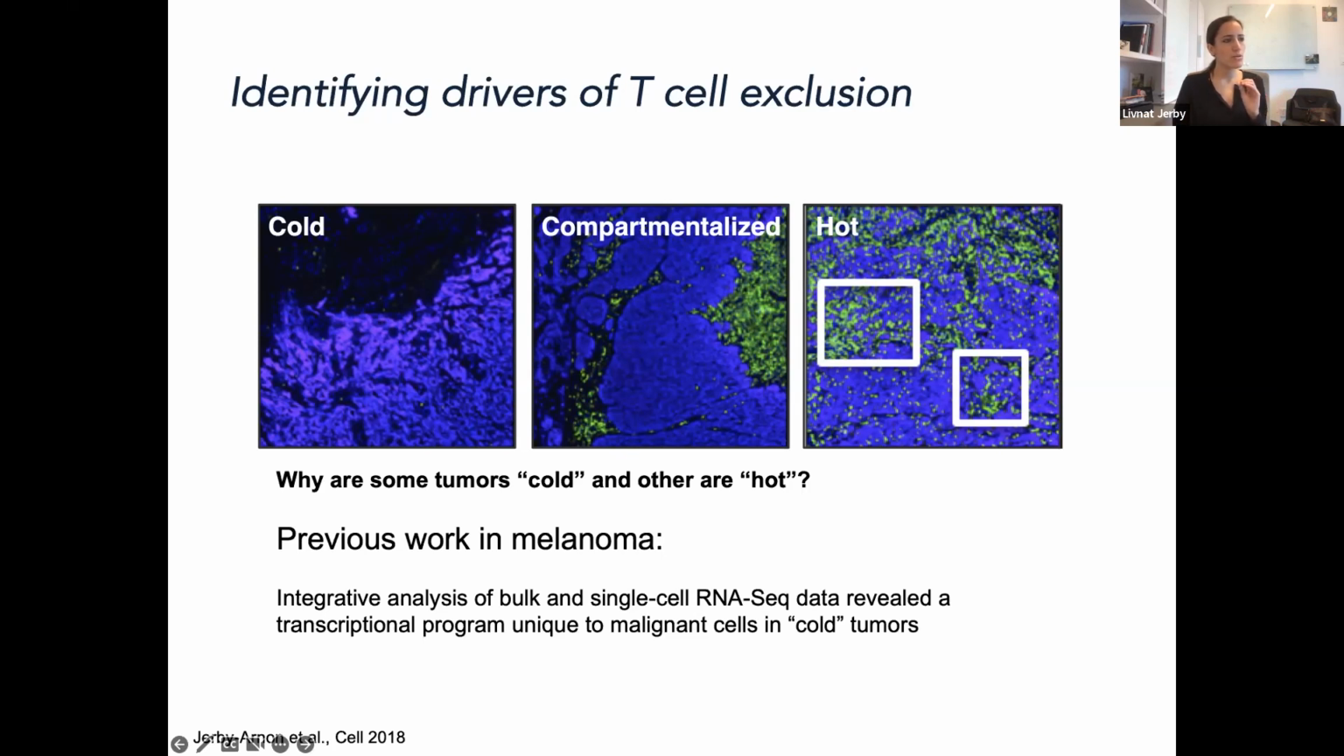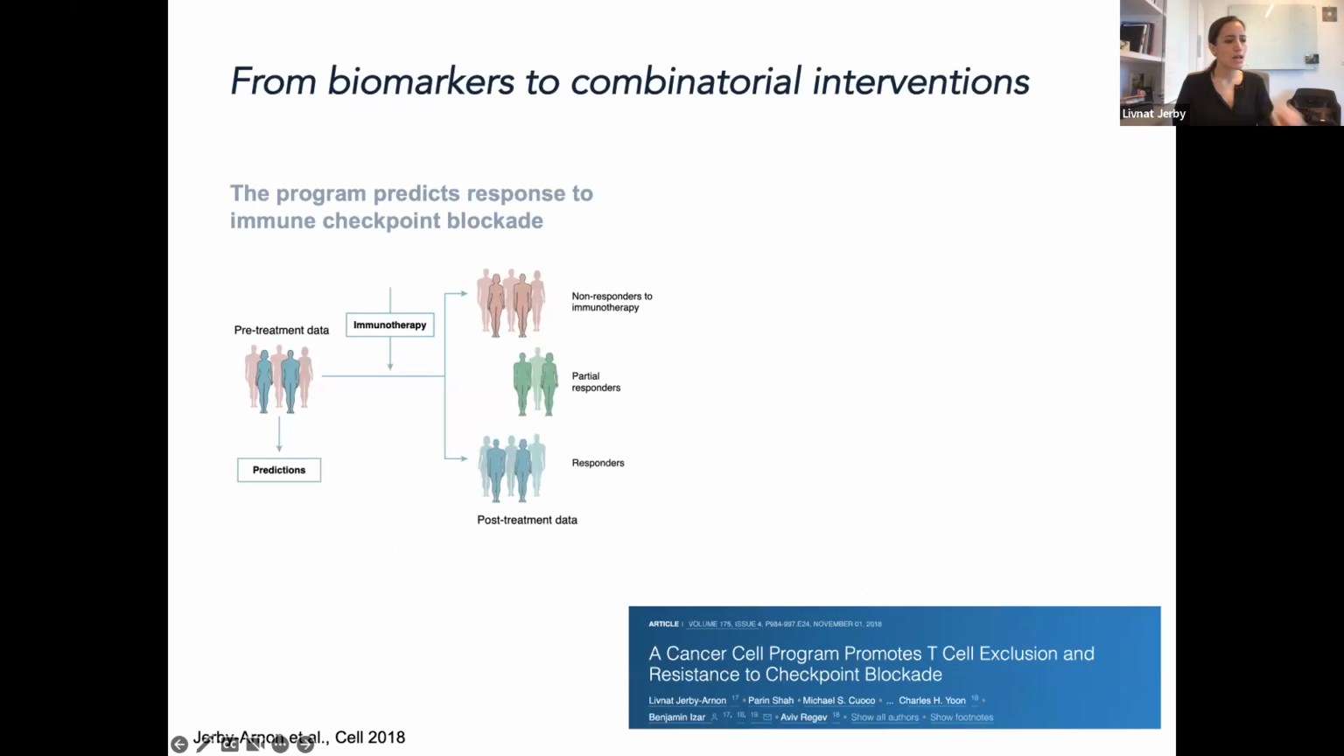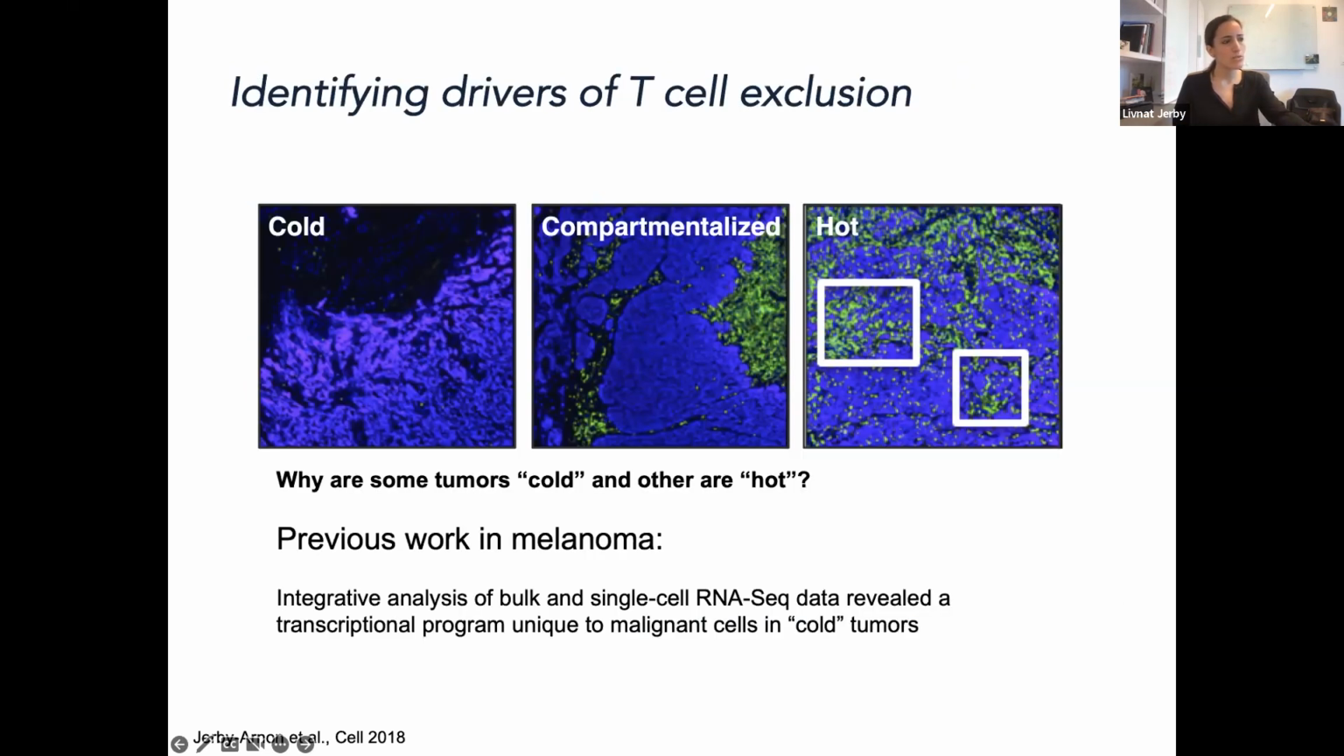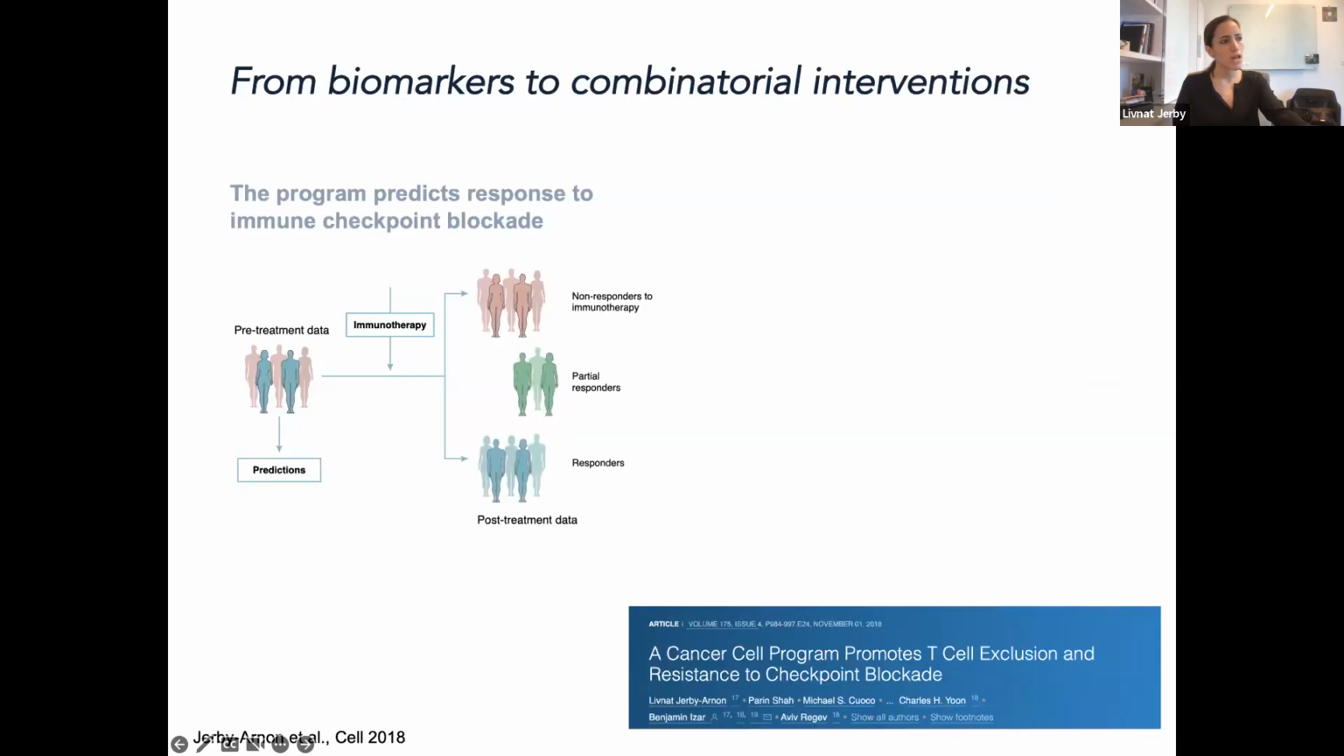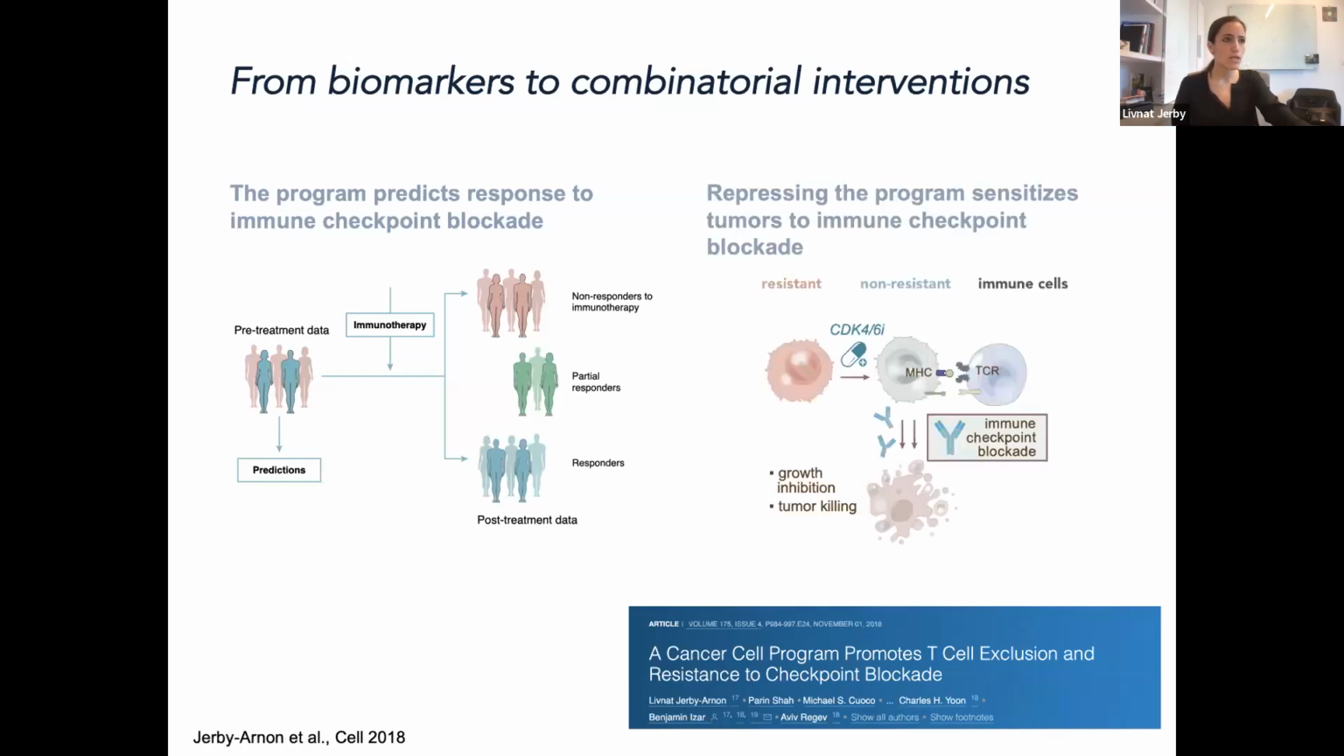But we applied different types of inference approaches on single cell and bulk data, identified a transcriptional program that is unique to malignant cells and cold tumors. And we showed that we can use this information to predict responses to immune checkpoint blockade across large populations of patients, and that we can use this information to also predict interventions that will repress this transcriptional program that characterizes malignant cells and cold tumors in order to unleash effective anti-tumor immune responses in a variety of ways. One of them was using CDK4 and 6 inhibitors.